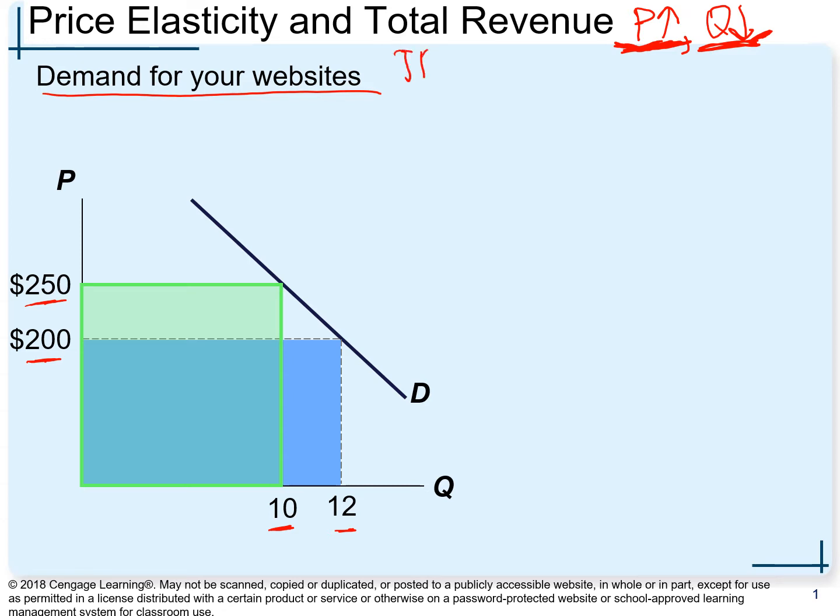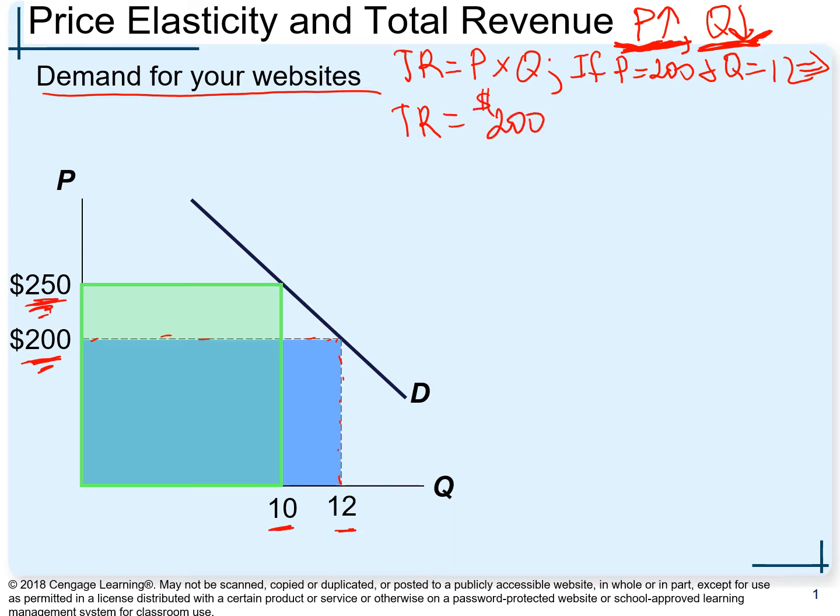Remember that total revenue is equal to price multiplied by quantity. So we're trying to calculate total revenue at 2 price points. If price is equal to 200, then remember quantity is equal to 12, and our total revenue is going to be price multiplied by quantity, 200 multiplied by 12, and we will have 2400. We know that from the previous video.